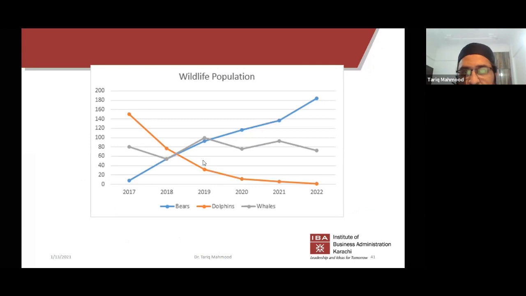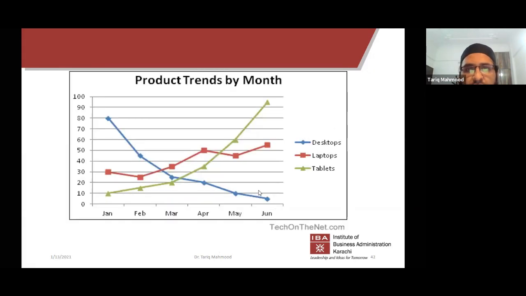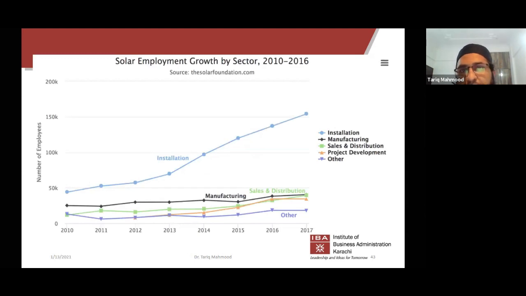ठीक है. Line charts you already know about these things. Across the time आप देख रहे हैं कि different types of आपके पास categories हैं. How are they varying with respect to the KPI? So this is the KPI here. This is the wildlife population, and this is the dimension. Okay. Product trends by month आपने देखने हैं as the same thing. Solar employment growth by sector. So solar employment growth by sector, how that is happening for different sectors.